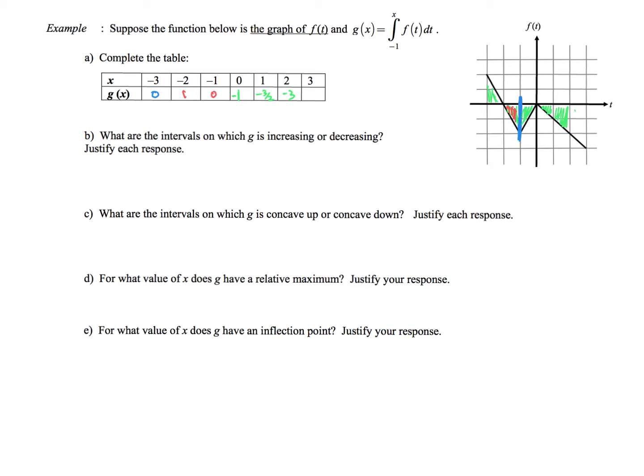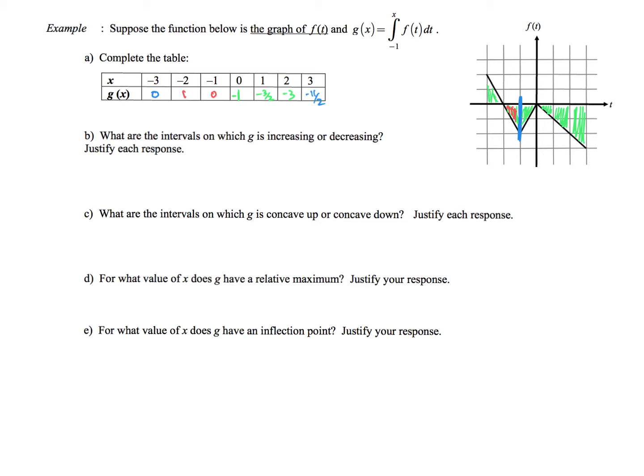All right. And then I need to go all the way to 3. So now I need to include this area right here. So how much is that now? -11/2. Exactly. All right, -5.5. -11/2.